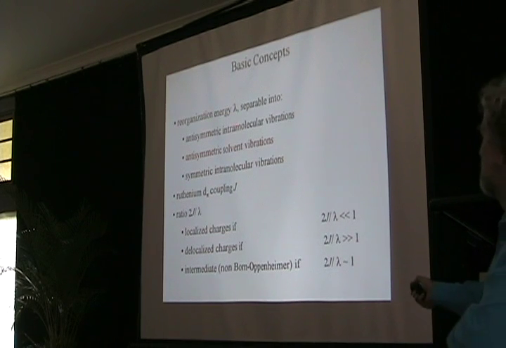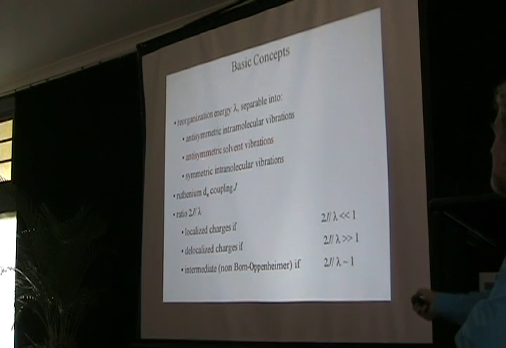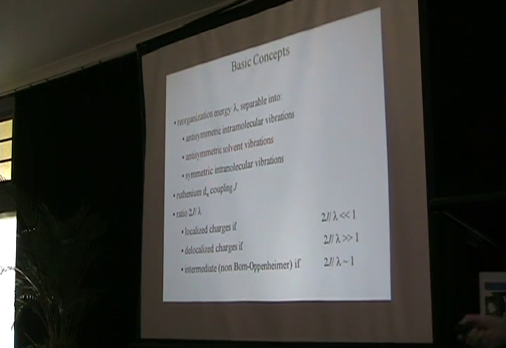In the previous talk we talked about the antisymmetric intermolecular vibrations only. Here we're going to talk about the solvent vibrations. And then there's the electronic coupling J, which acts between the two ruthenium d orbitals. And one thing Professor Hush showed early on, the ratio of 2J to lambda is the critical thing.